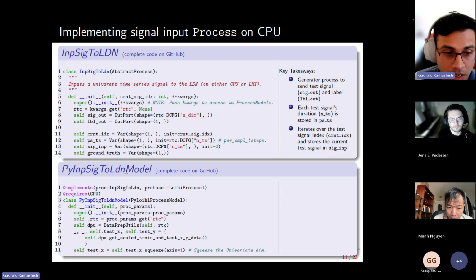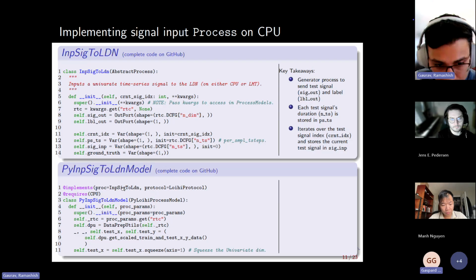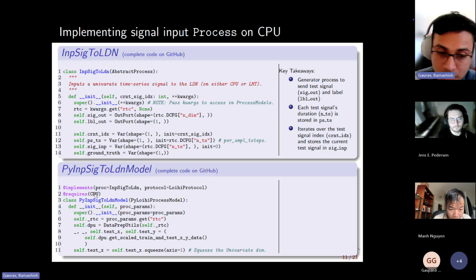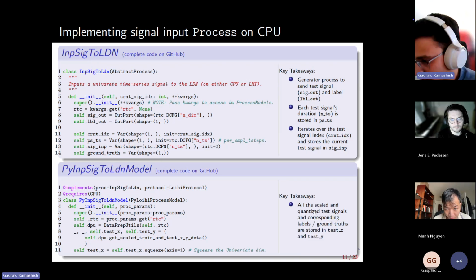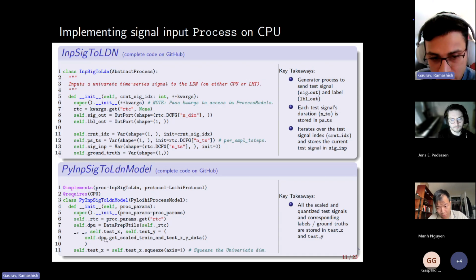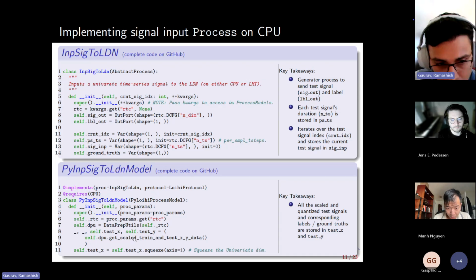So as you can see here, it implements the process input signal to LDN, follows the Loihi protocol, and this process model requires the CPU because it is supposed to be deployed on the CPU. The key takeaways: all these scaled and quantized test signals and corresponding labels are stored in the test X and test Y variables, which you can populate by calling a function external to this pi input signal LDN model.